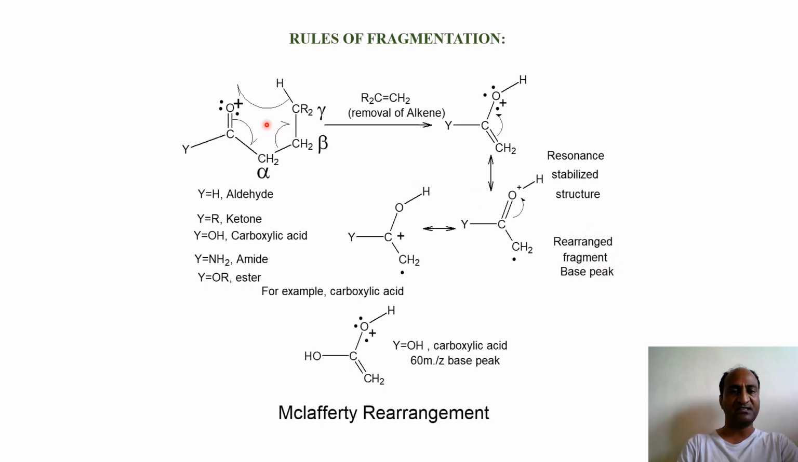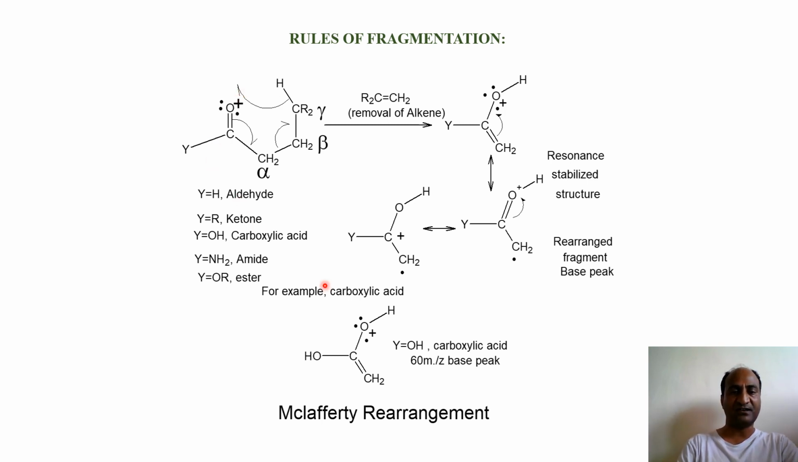Now you can look at this structure, just change Y with different atoms or groups. For example, if Y is H, it becomes COH, an aldehyde. Y equal to R or CH3, it is a ketone. Y equal to OH, that is COOH, a carboxylic acid. If NH2, CONH2, it is an amide. If OR, it is an ester. So any aldehyde, ketone, carboxylic acid, amide or ester that has a gamma abstractable hydrogen can undergo McLafferty rearrangement.